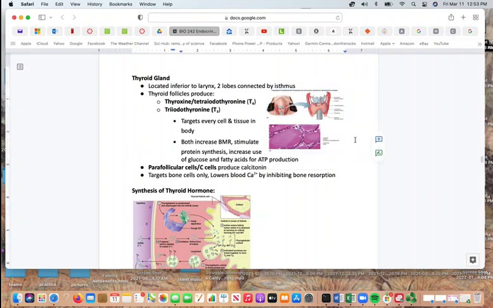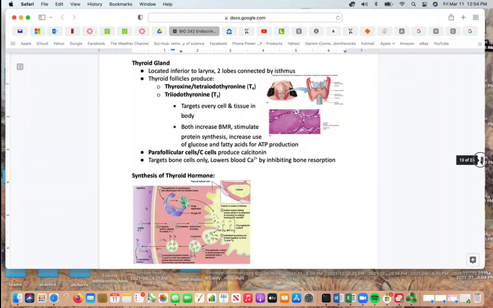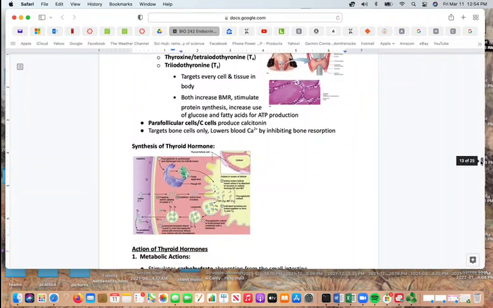These target every tissue and cell in the body, and they're going to help to increase the basal metabolic rate, protein synthesis, help increase use of glucose and fatty acids for ATP production. So getting ATP production and energy is critical with these. The parafollicular cells, or C cells, produce calcitonin. So calcitonin is going to target bone cells only. And what it does is it lowers the calcium in the bloodstream by inhibiting bone resorption. So it helps to keep the calcium in the bone.